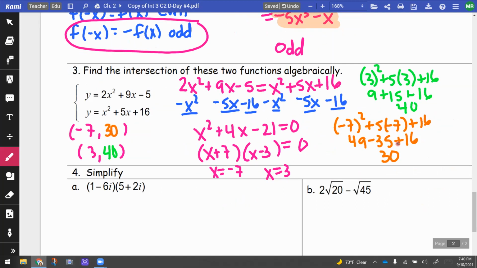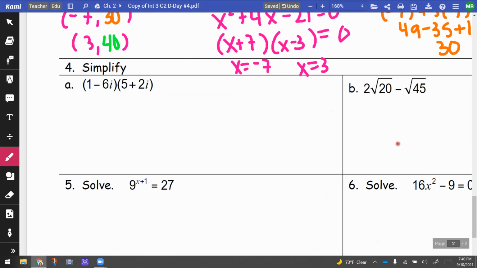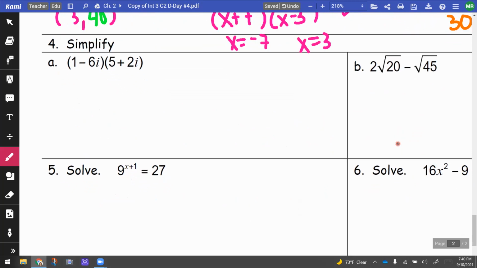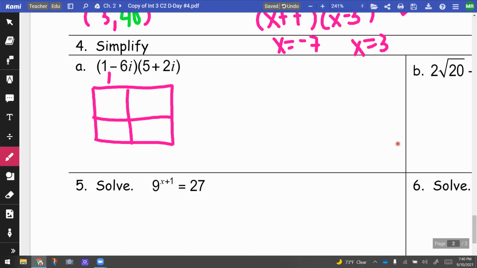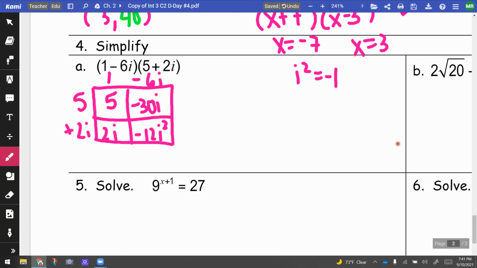Now on the bottom section here, number 4, A and B, I am going to multiply these numbers out, these complex numbers. That's really what they are. 1 minus 6i, 5 plus 2i. And the thing I need to remember is that i squared is equal to -1. Okay. So when I do this math, I get a 5, I get a -30i, I get a 2i, and I get a -12i squared.